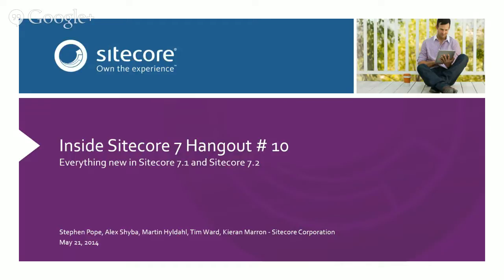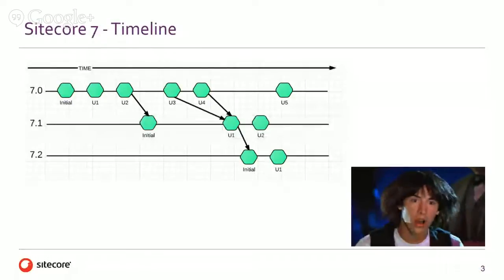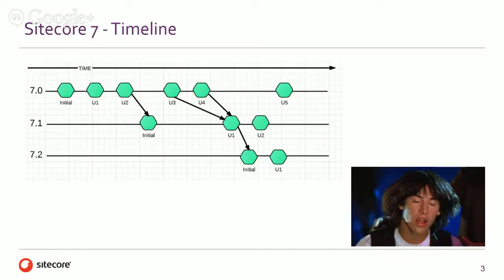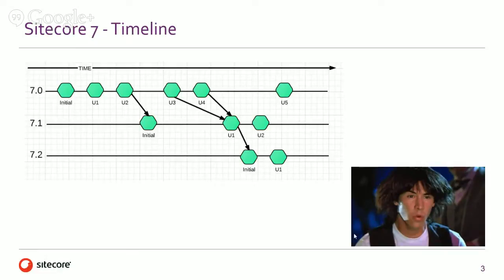If we look at the timeline very quickly, if you go to the next slide, Tim, you can see a lovely timeline which shows us the progression of Sitecore 7. So we're currently on update 5 for Sitecore 7.0, update 2 for 7.1, and update 1 for 7.2. We'll go through each one of these and show all the different features that have been added, and then the rest of the guys will dip into the highlights of each release, and we'll be able to get an understanding of the cool new features that we've all got in here.